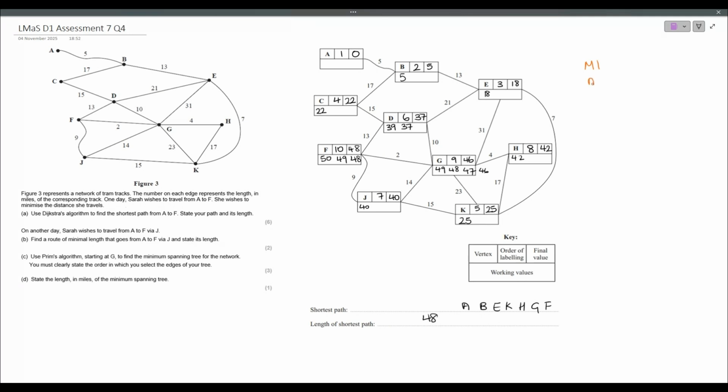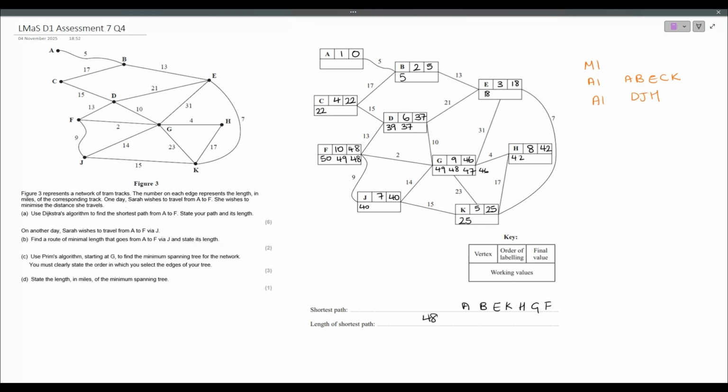So my first accuracy mark comes from having A, B, E, C, and K all correct. So these are the 5 vertices to begin with. There was no replacing values in these. We can condone a lack of 0 in A's working value because it didn't have a working value to begin with. But B must have a working value of 5. The second accuracy mark comes from having D, J, and H correct.